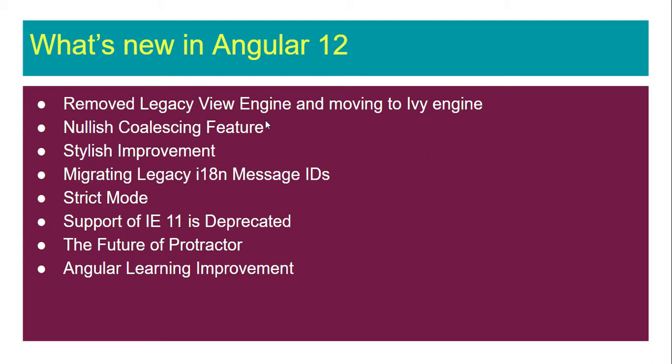So first is the removed legacy View Engine and moving to Ivy engine. Second is Nullish coalescing feature. Third is styles improvements. Fourth is migrating legacy i18n message IDs. Fifth is strict mode. Sixth is support of IE11 is deprecated. Seventh is the future of Protractor. Eighth is Angular learning improvements. So we will go into detail on each of these features in the next slides.